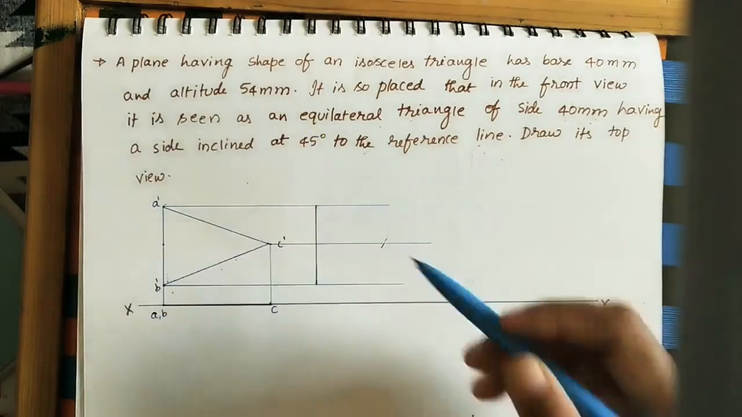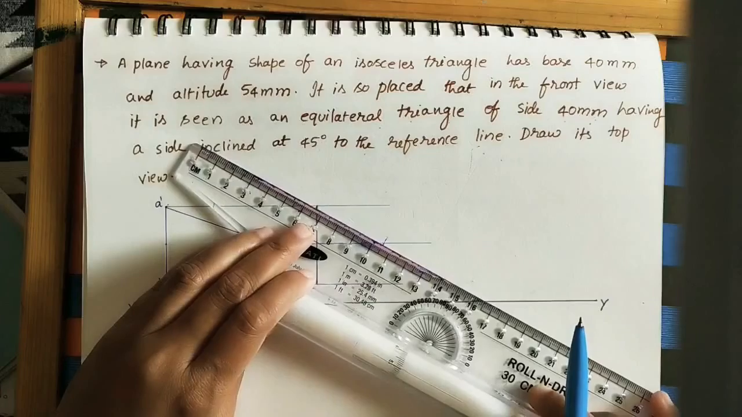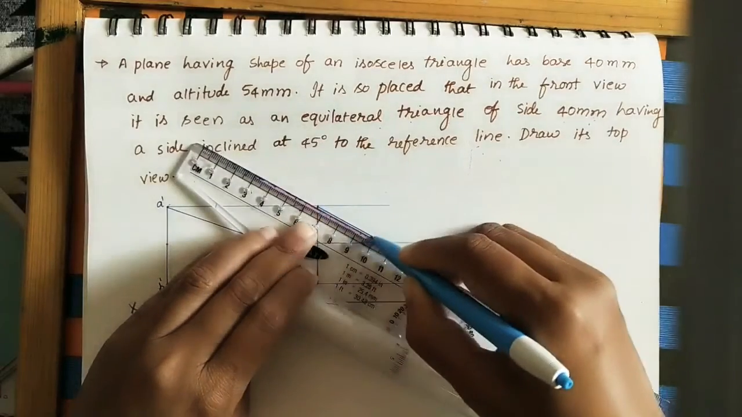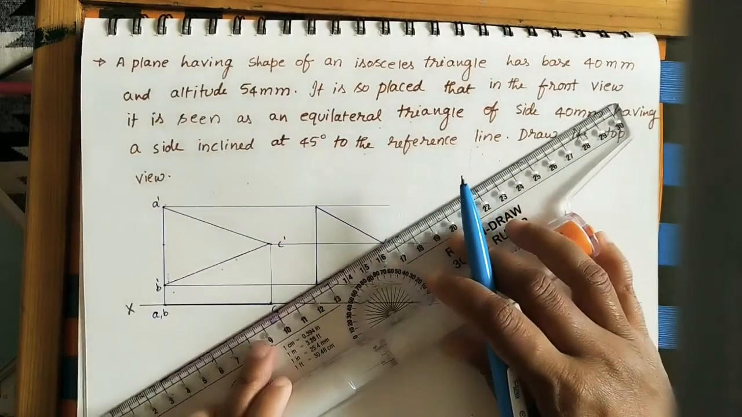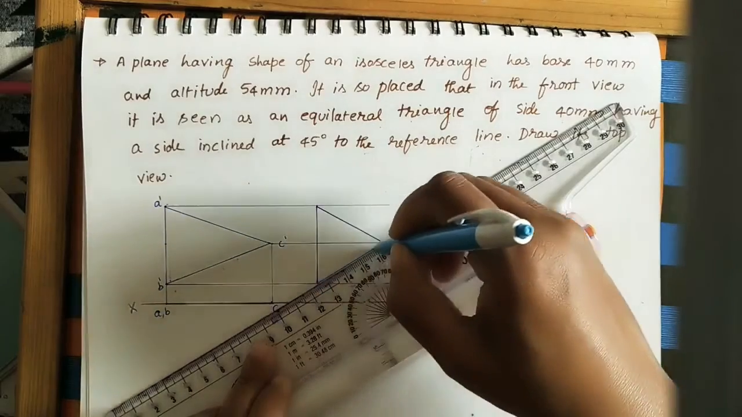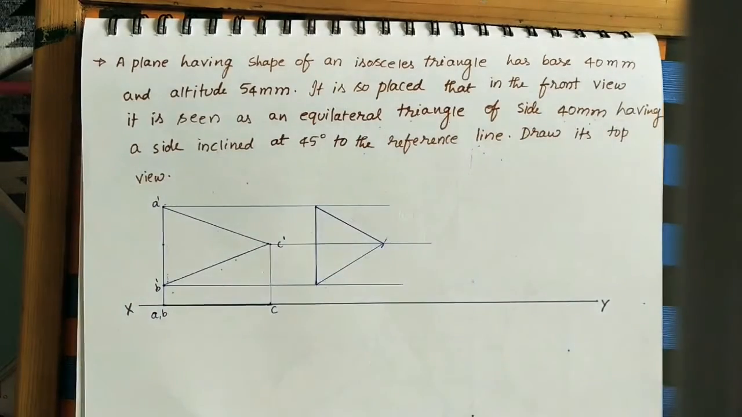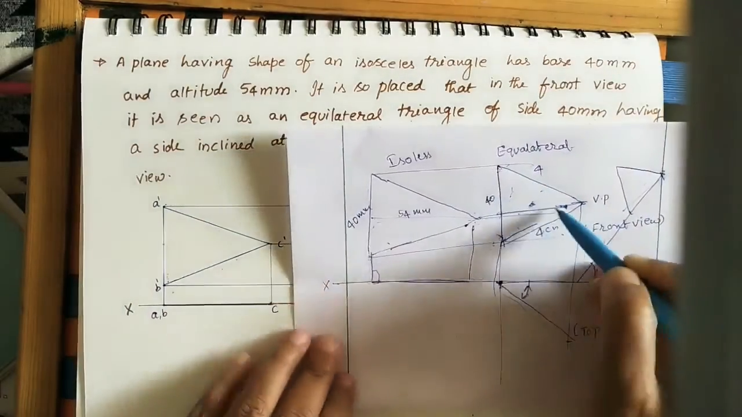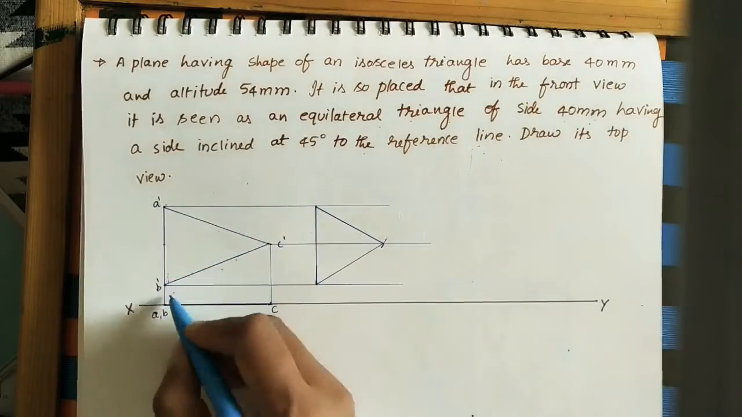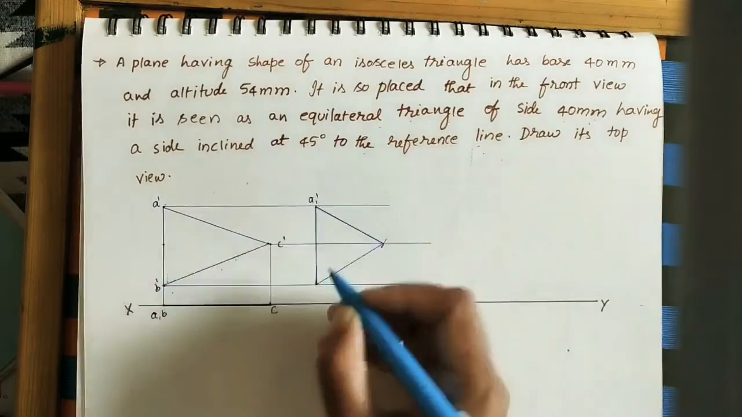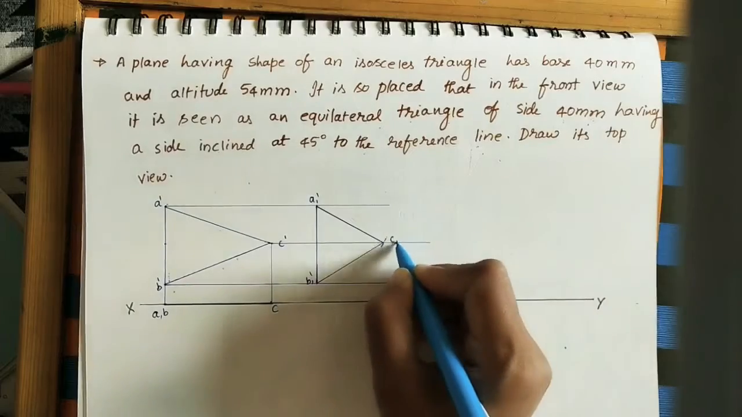From this also, we will get the intersection point, the same point. Okay, join this point to this one, and this point to this point. So this is the equilateral triangle. After that, mark the points. Here I am giving A dash, B dash, and A1 dash, B1 dash, C1 dash.